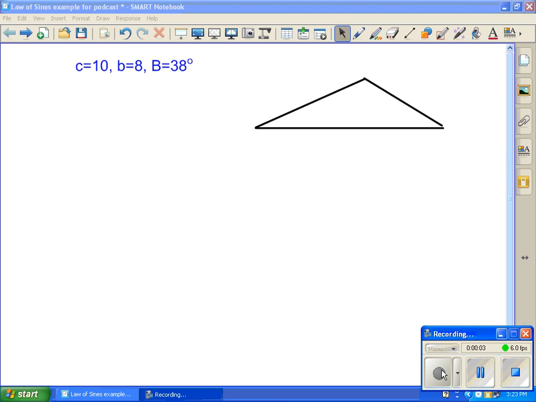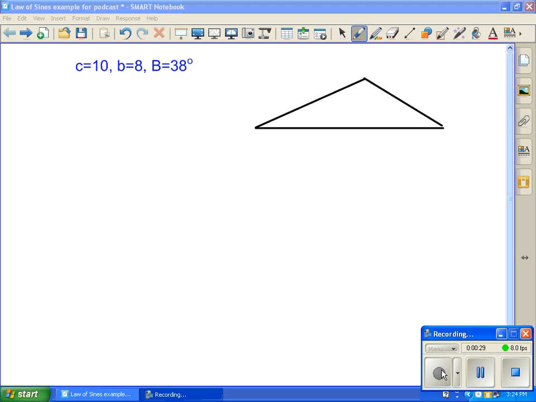When using the law of sines, there are sometimes when you are going to get two possible triangles rather than just one. And so this is an example of when that happens. When you are given two sides and a corresponding angle, it could happen. And in this case, it is going to happen, and we'll see why in a minute.